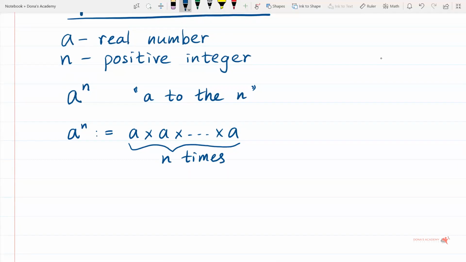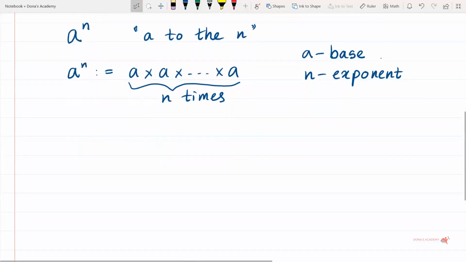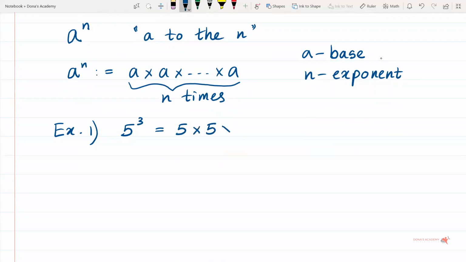A to the power n, or a to the n, means we are multiplying this number a by itself n times. So here this a is called the base and n is called the exponent or power. Sometimes we say power exponent. All right, so let me take an example. Let's take 5 to the power 3. Here the base is 5 and the exponent is 3. So this means we are multiplying 5 by itself 3 times. So the answer is 125.